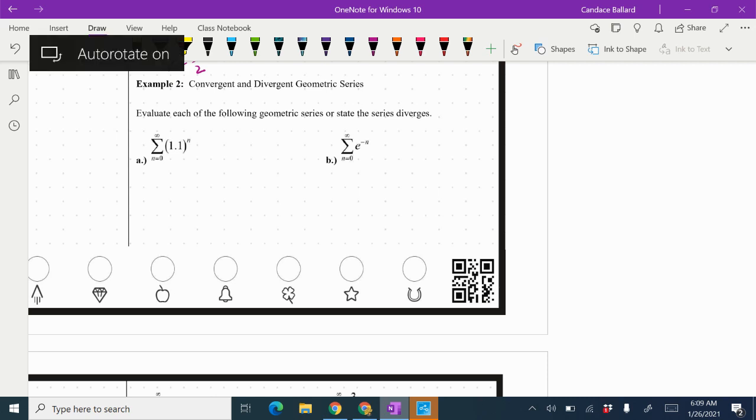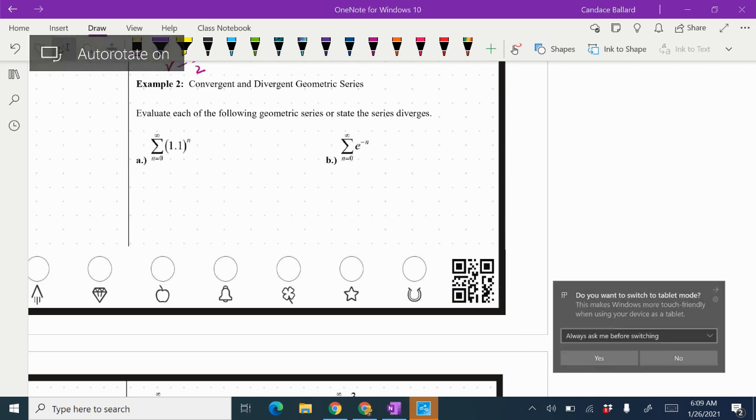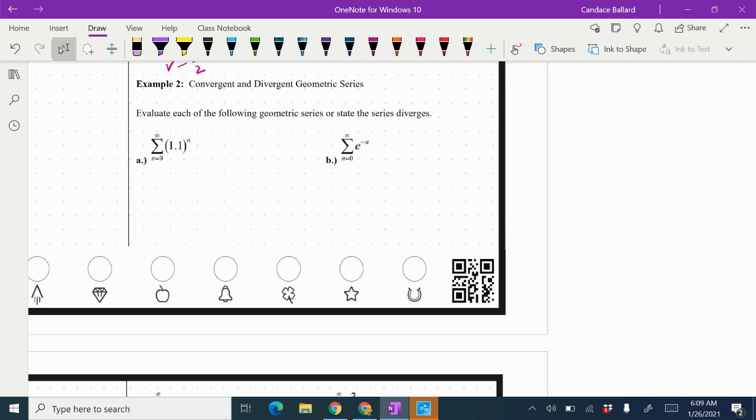In this video, we're going to continue to cover topic 10.2, and I'm looking at example 2. So we're going to decide if these series are convergent or divergent. We know that they are going to follow the geometric pattern. So eventually we will have to recognize which series test to use with which one. We'll eventually have 9 of these different series tests.